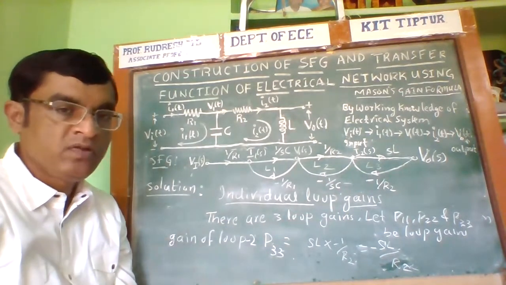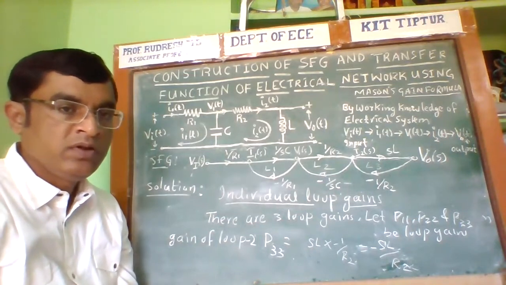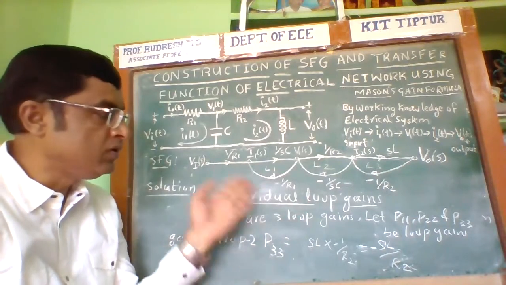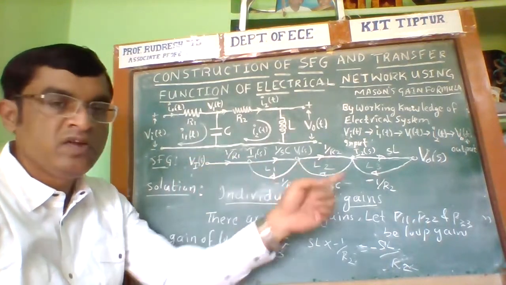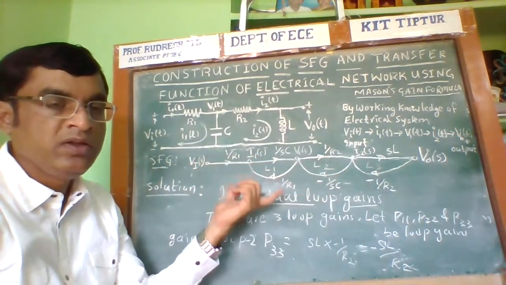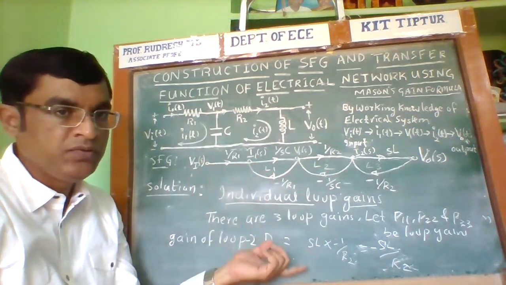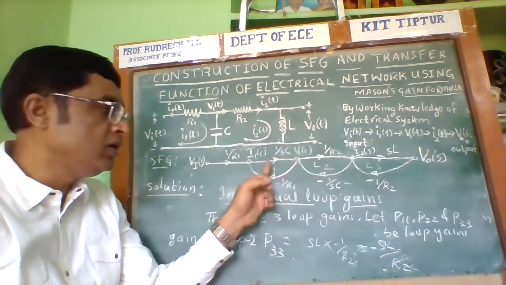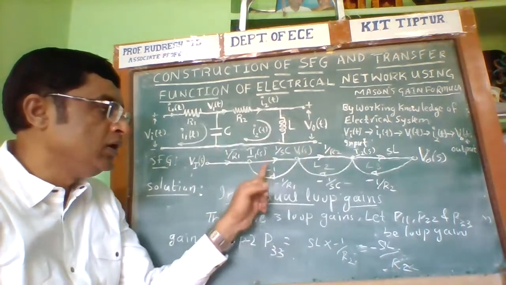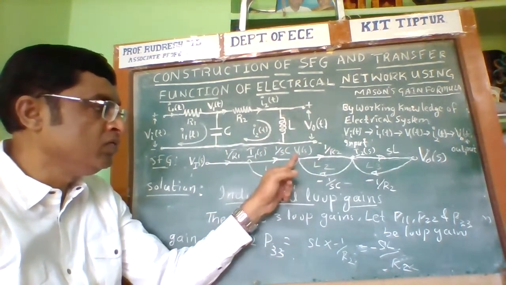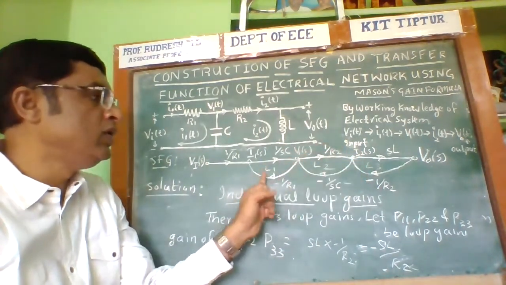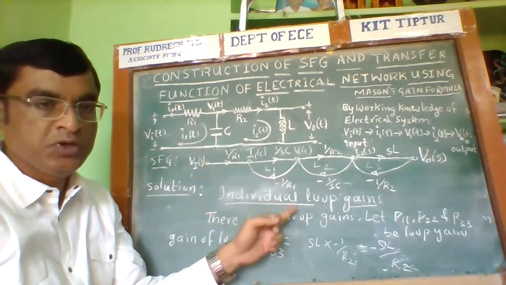The next step for calculating the transfer function is to calculate the non-touching loops and the product of the non-touching loop gains. Here L1 and L3 are non-touching. Here we have L1, L2, L3. L1 and L2 have a common node, V1 of S. L2 and L3 have a common node. But L1 and L3 do not have a common node.